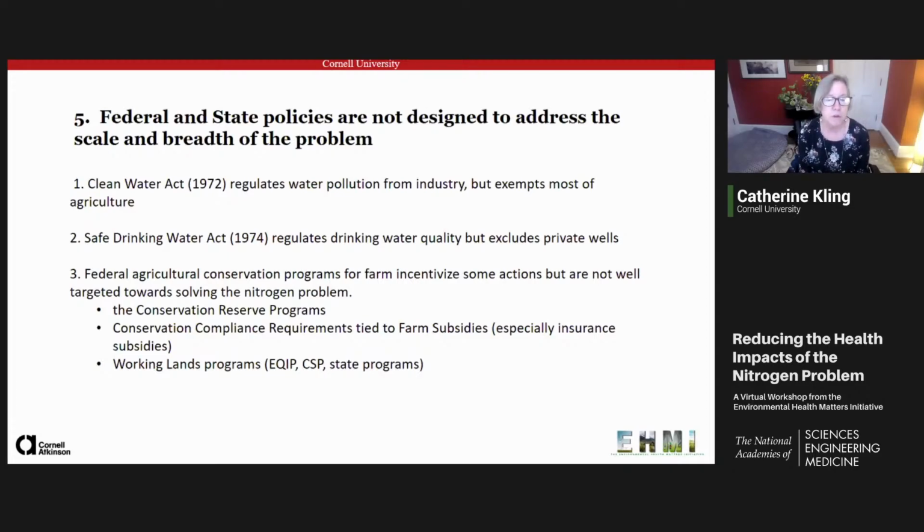We also heard about federal agricultural conservation programs: the Conservation Reserve Program, conservation compliance requirements tied to farm subsidies, especially crop insurance, and the swath of working land programs supported by federal taxpayers, EQIP, CSP, state programs. And as effective as those programs can be, it turns out that we don't target those programs as well as they could be, particularly for the types of solutions that will be required for nitrogen.